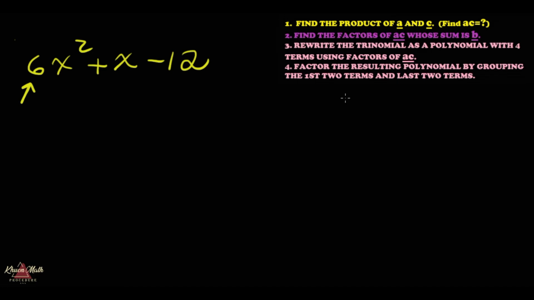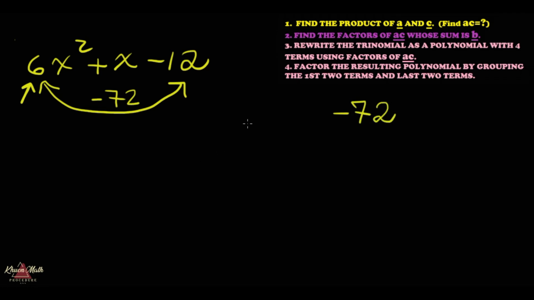So here's the procedure of how to factor a trinomial when a is not 1. Okay, so first thing you have to do is find the product of a times c. So your a is 6, b is 1, and c is negative 12. So we're going to take 6 times negative 12, and that's going to be your a times c. When we multiply those two numbers, we get negative 72. Okay, and then we're going to put it over here. Okay, so that's step 1.